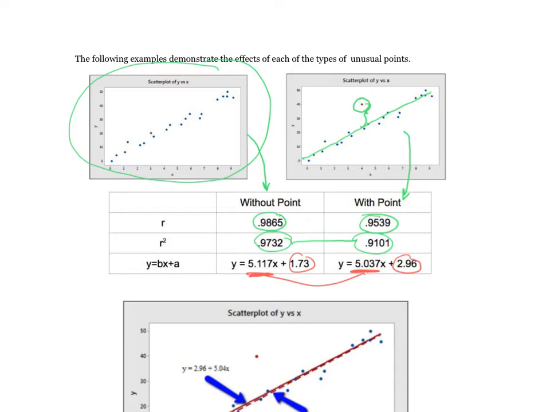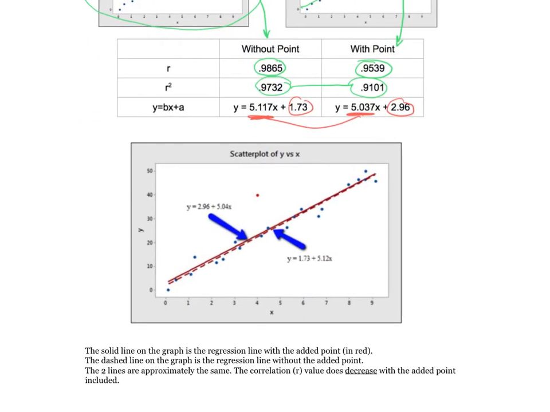With it, we lose a little correlation coefficient, we lose a little r squared, but the equation for the line really doesn't change. So predictions would be pretty similar in either situation, okay? Now, you can see here in this graph, the solid line is with the point, the dashed line is without the point. So you can see they're basically the same. Like we can't really tell the difference.